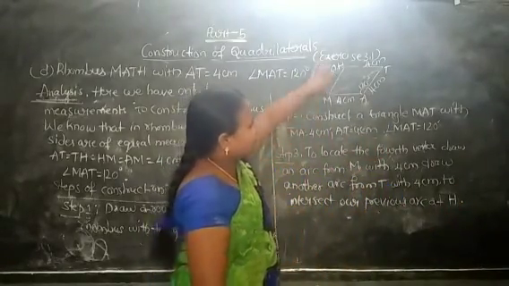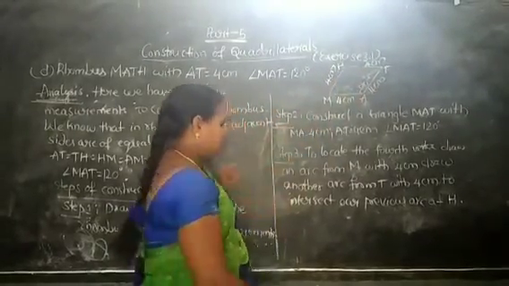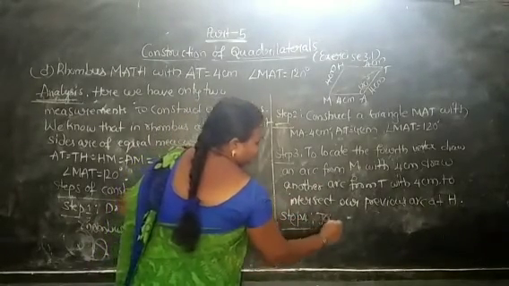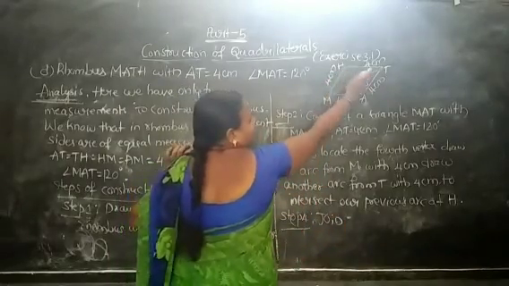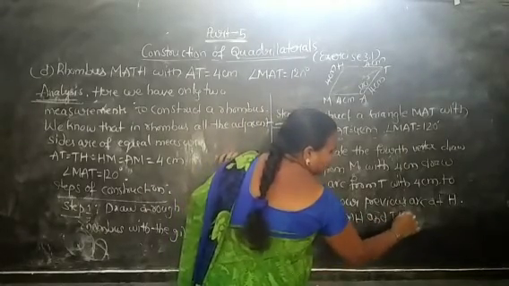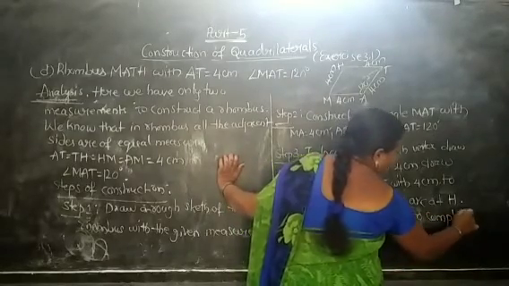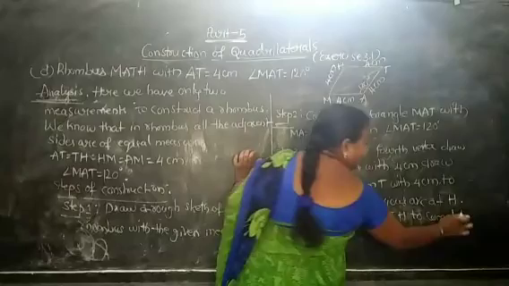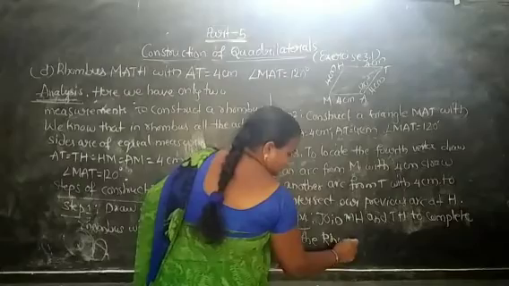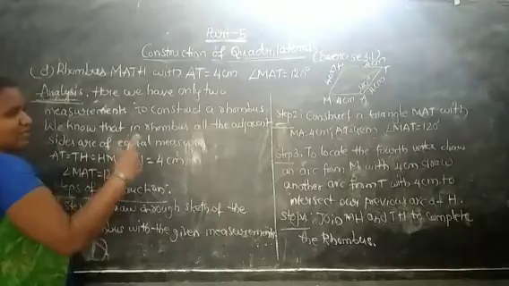Okay, from M draw one arc, from T draw another arc, and now step 4, join MH and TH to complete the rhombus. Okay, these are our steps.